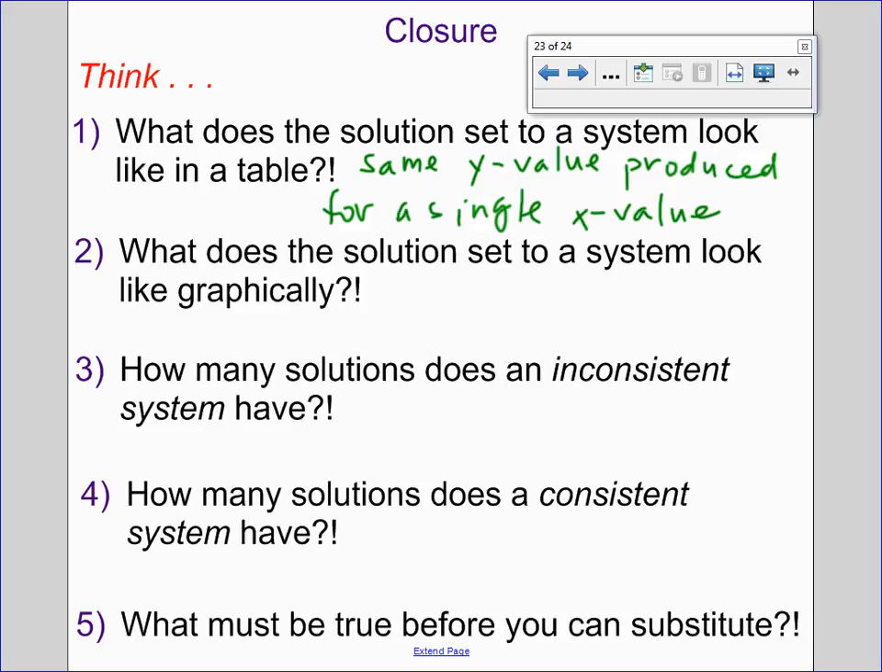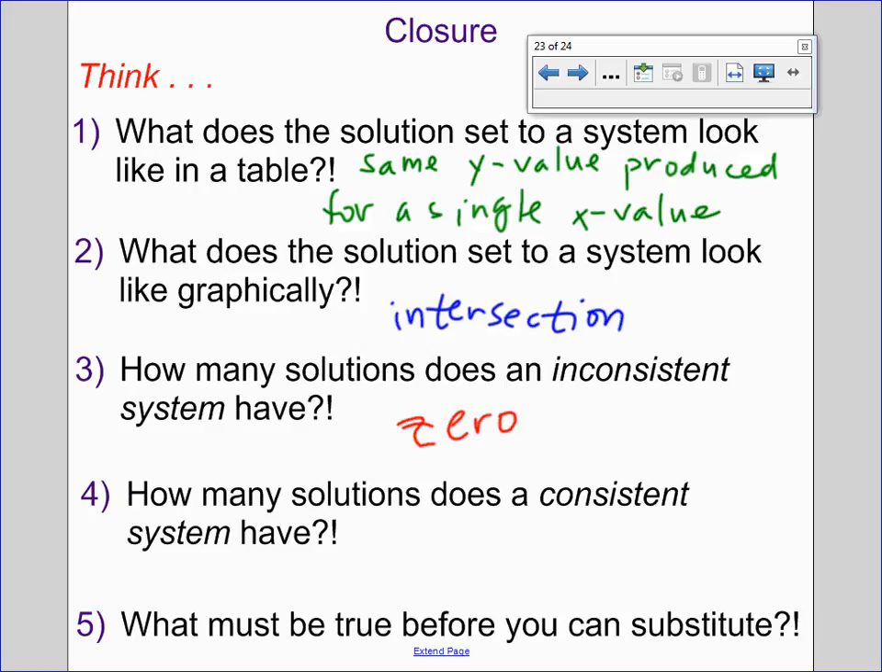Thank you. What does the solution set to a system look like graphically? So what does it look like when you're looking at the graph? Matt? It's like the intersection. Absolutely. An intersection point or points. Good. Thank you. How many solutions does an inconsistent system have? Andrew? 0 solutions. Good. Raise your hand if you have the same as Andrew. 0 solutions to an inconsistent system.